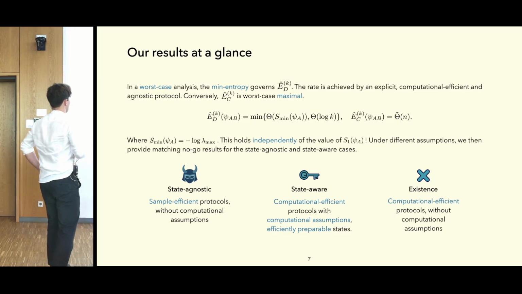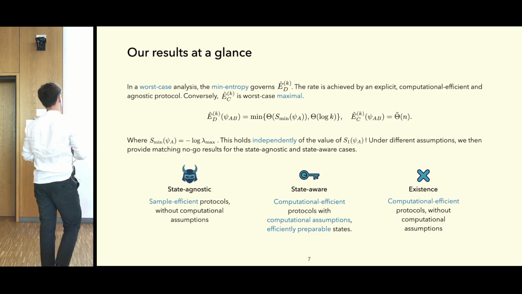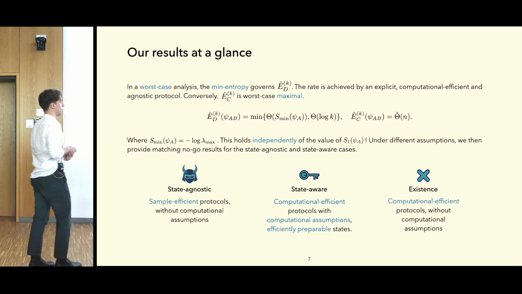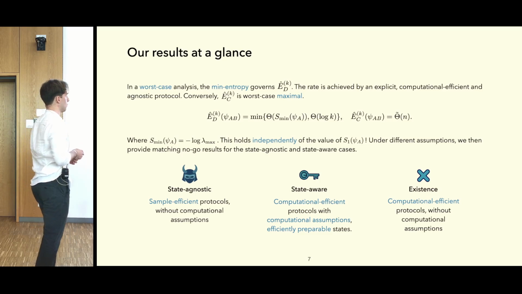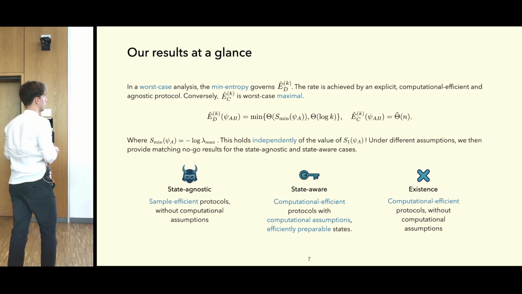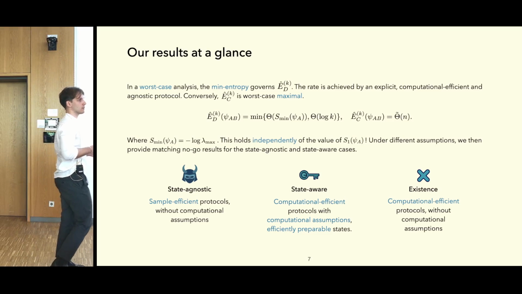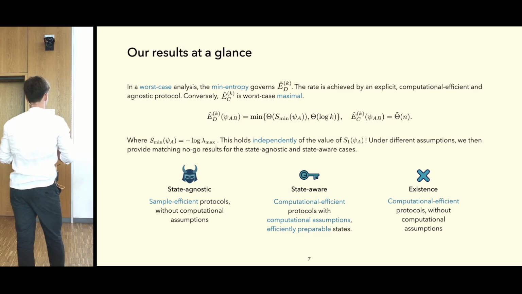So we will prove some achievability statements and some no-go statements. The achievability statements essentially mean that we will need to come up with some computationally efficient protocol that achieves some given rates. And on the converse, we will also establish optimality bounds, which means that we will prove that in a worst-case setting, so for some class of states, these rates will actually be optimal.